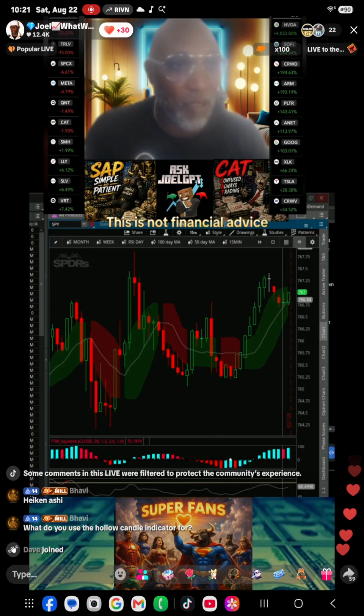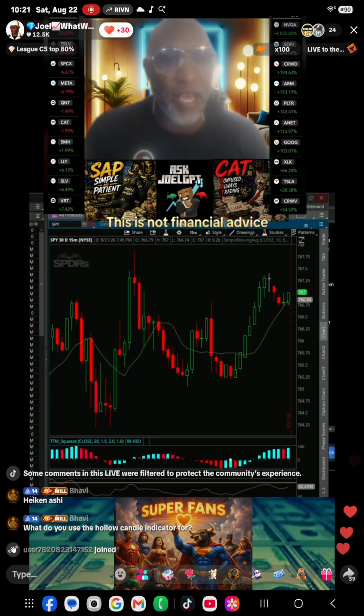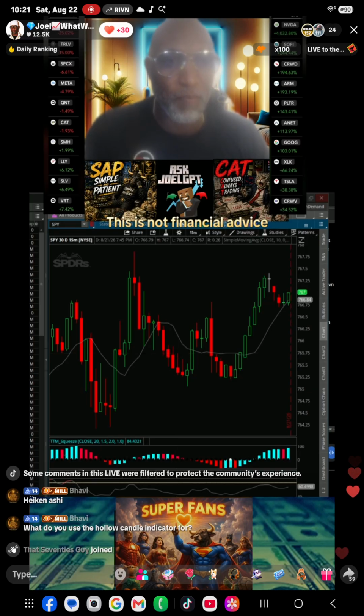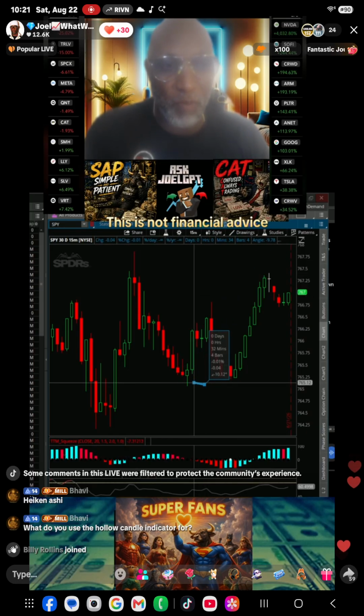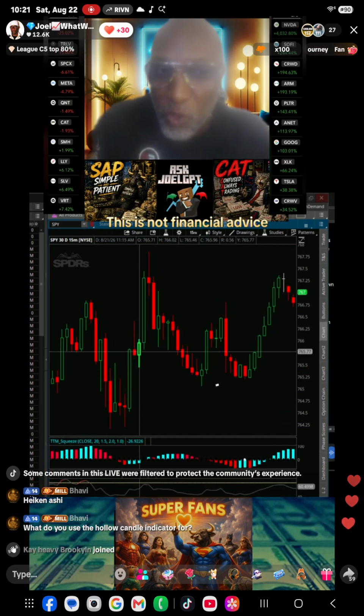Let me take something else off too. Let me take off the VWAP. Let's say you wanted to trade this on Friday. Trying to make this as clean as possible. This is how it will normally look. And a lot of you guys would be like, I don't know if I should be long or short because all I see is red and green and red and green and red and green.